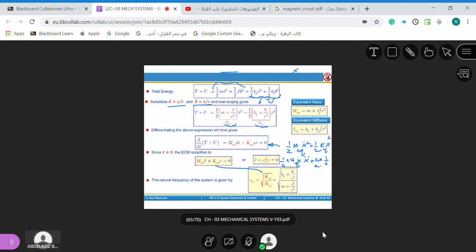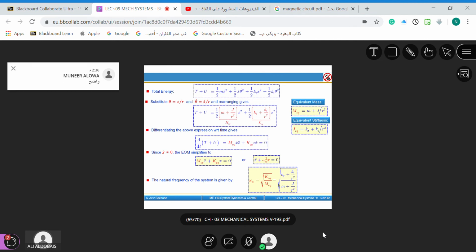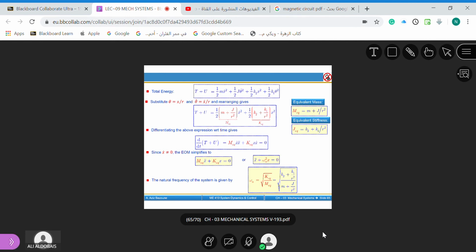Any question? Any question, guys? Doctor, please. Is the equivalent stiffness supposed to be K equivalent or J equivalent? No, stiffness is K. So there is a mistake here. Yes, this is K equivalent. Thank you for pointing out the mistake. This is K equivalent, guys.